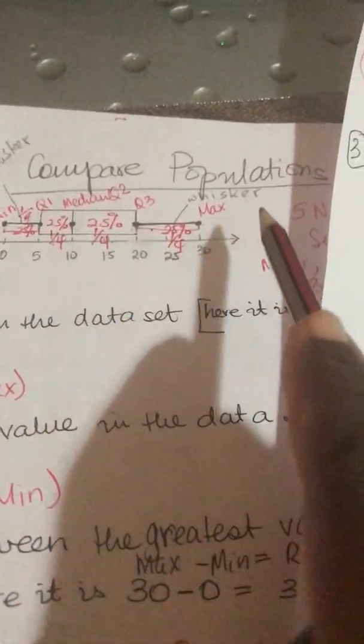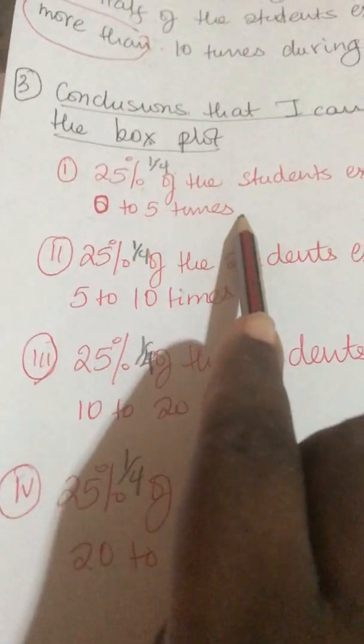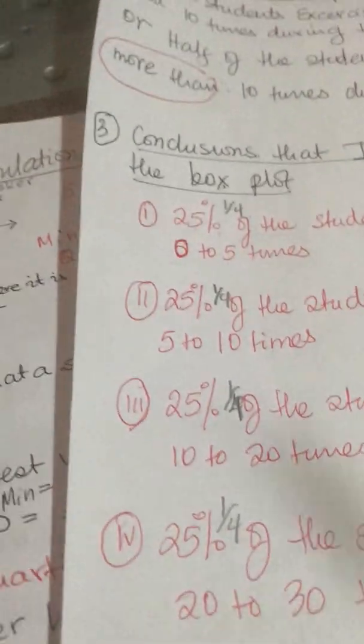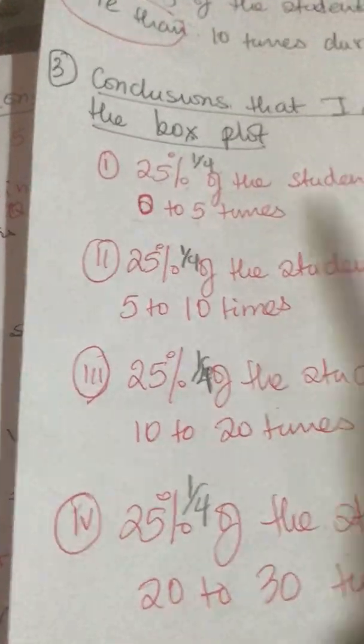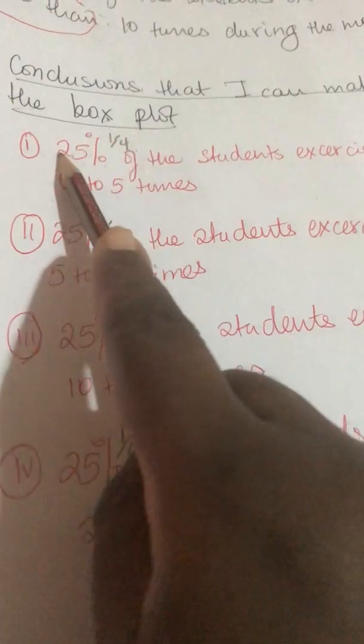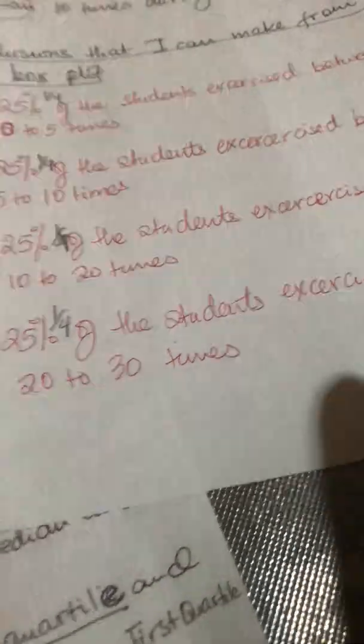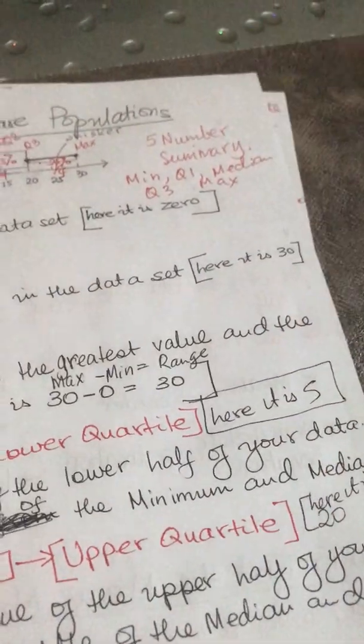These ones depend on the number on your box plot. Okay? Times. It depends what your box plot is representing. But you must start with 25% or a quarter. You can't write both. You either write 25% or you write a quarter. Okay? Now, what's the next part?